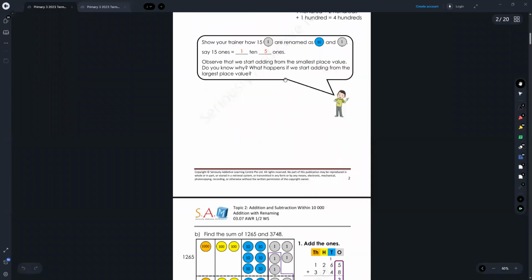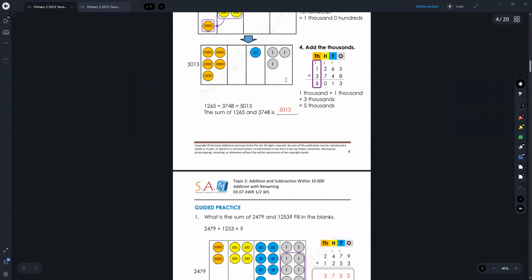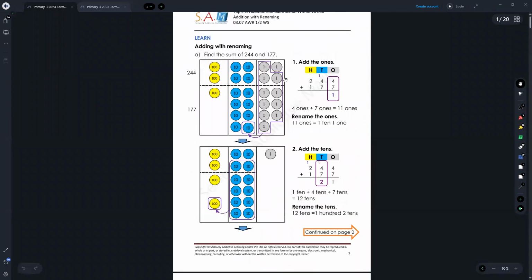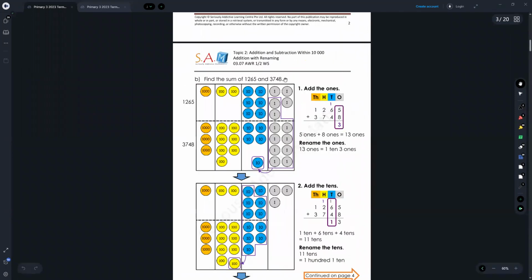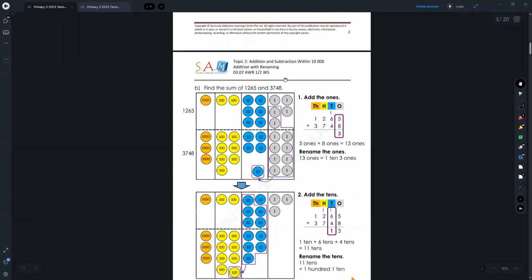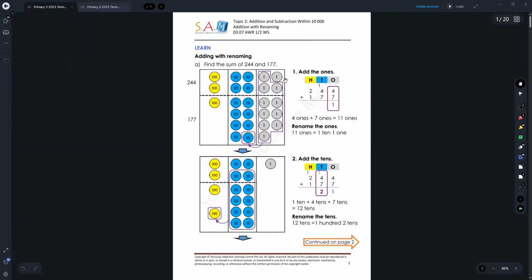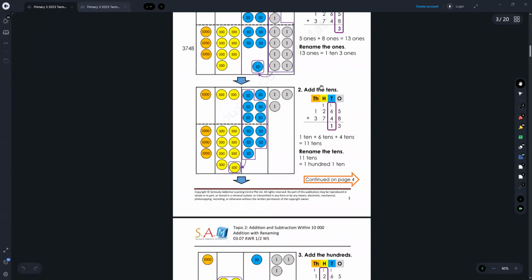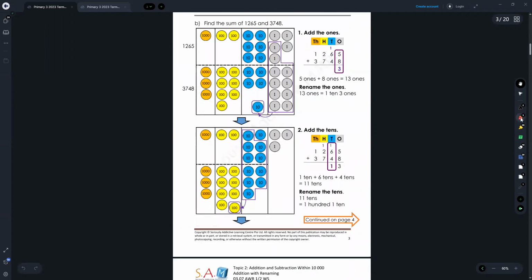I would suggest that perhaps you just go straight to the point to explain how one of the questions is done. Let's take this example on page 3. All you need is to explain to them how that works. Most of them would already know the idea of renaming, or why you need to regroup.